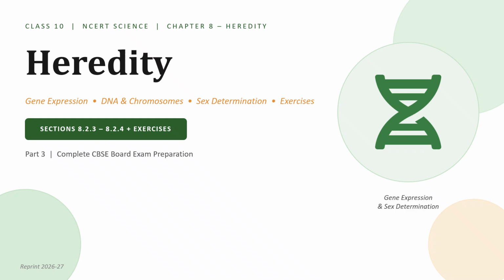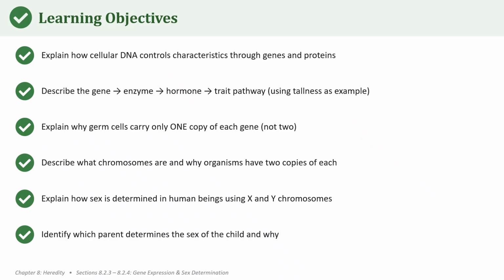Today we are going to see class 10 science chapter 8, heredity. Today we'll be learning about how cellular DNA controls characteristics through genes and proteins, and we are going to describe the gene and also what chromosomes are, and why organisms have two copies of each, and how sex is determined in human beings. Yes, and also which parent determines the sex of the child and why.